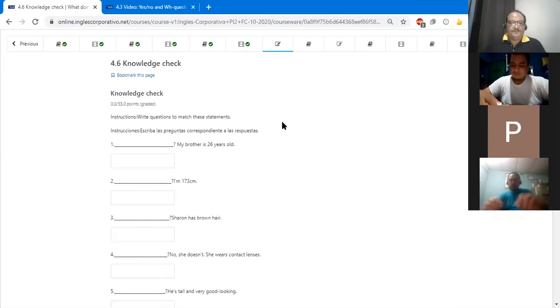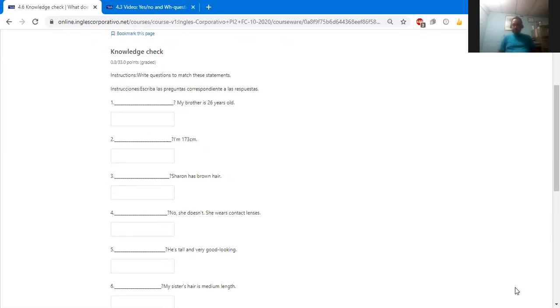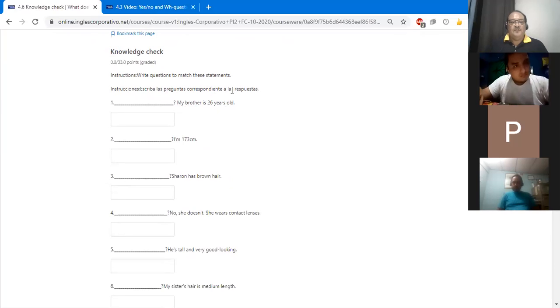And here we have, for example, the instruction says, write questions to match these statements. And then we have, for example, my brother is 26 years old. This is the answer. So what is the question for this answer? Okay, Minor, can you tell me? What is the question here? Remember, when you ask about the age, say how what? Using how.